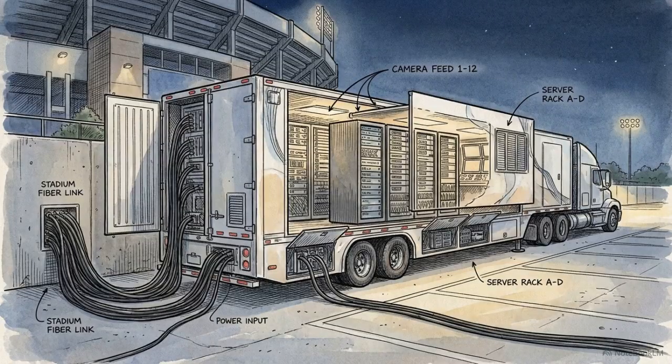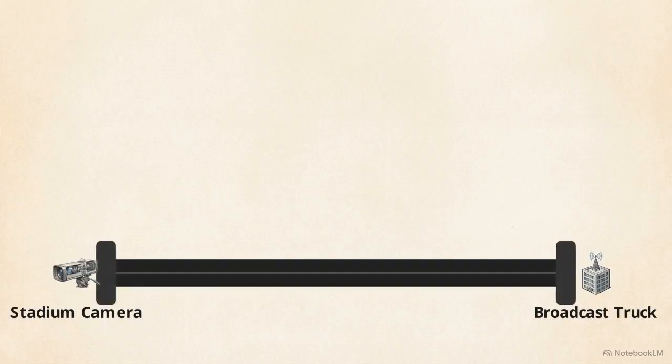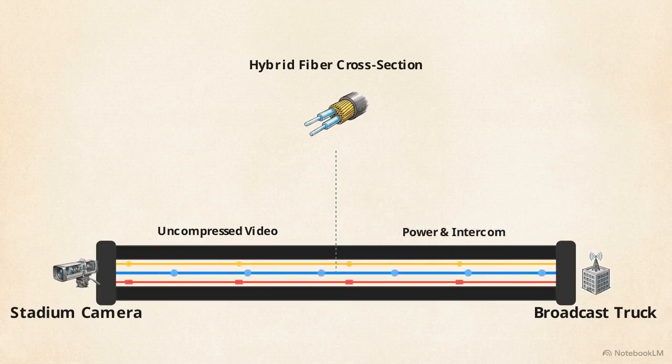All of these disparate camera feeds converge at the outside broadcast van. Parked securely in the stadium compound, this custom-built trailer functions as a hyper-dense, climate-controlled mobile data center. Cameras connect to the truck using SMPTE hybrid fiber optic cables. This bidirectional connection uses glass fibers to pull uncompressed video inward, while integrated copper wires push power, tally lights, and intercom audio back out to the operator.